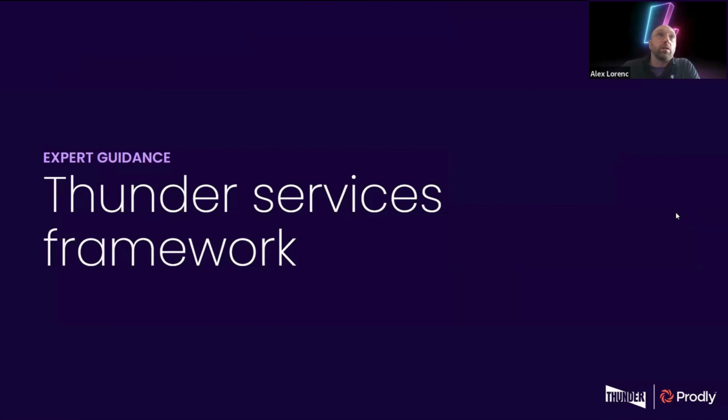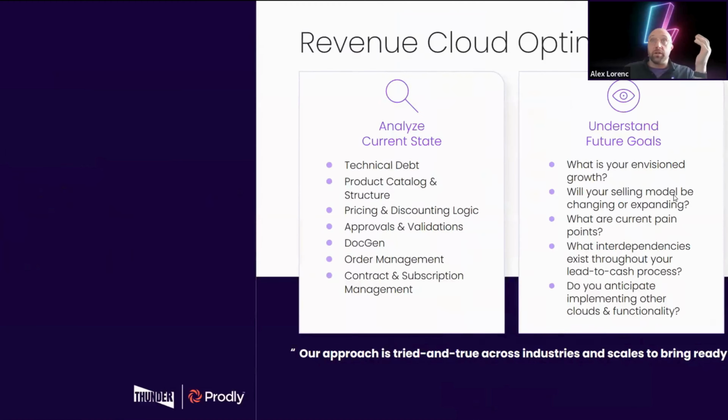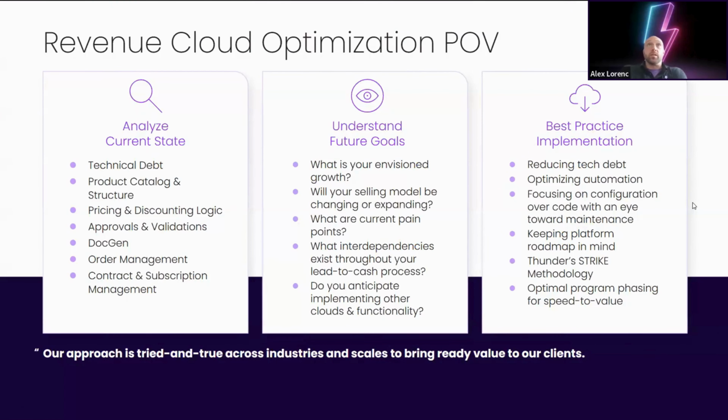Okay, so I want to talk a little bit about Thunder's approach in particular, but this also applies just generally in terms of best practices for any sort of migration project or even CPQ or Revenue Cloud project in general. So, analyzing current state, like I mentioned, it may seem obvious, but it is important, because I know sometimes there's a desire or tendency to want to only think about this is what we want to do in the future, forget about what we have now.